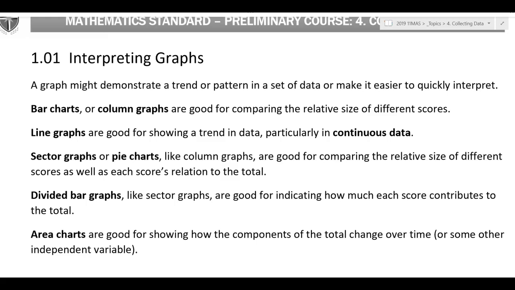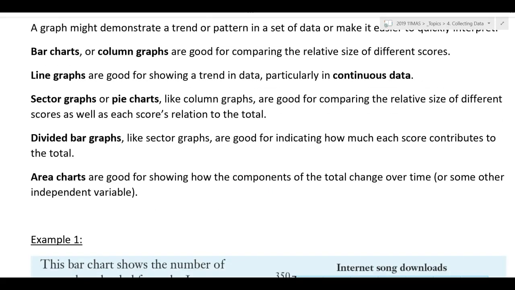Area charts, not mentioned in the textbook, but they do pop up in the exercises, and students from experience often make a bit of a mess of these. Area charts, we stack figures above each other, and basically they're sort of like a divided bar graph that changes over time. So we can see how the proportion of the components changes over time.